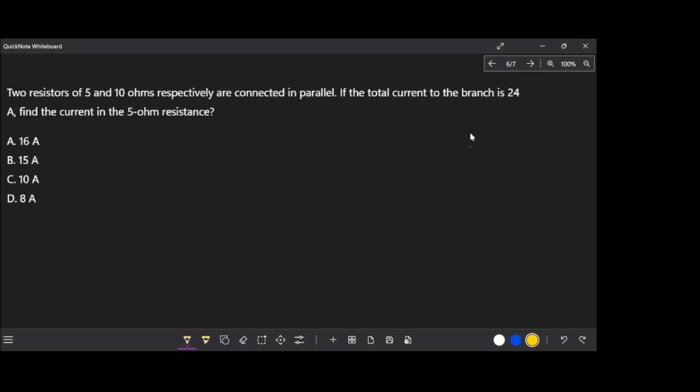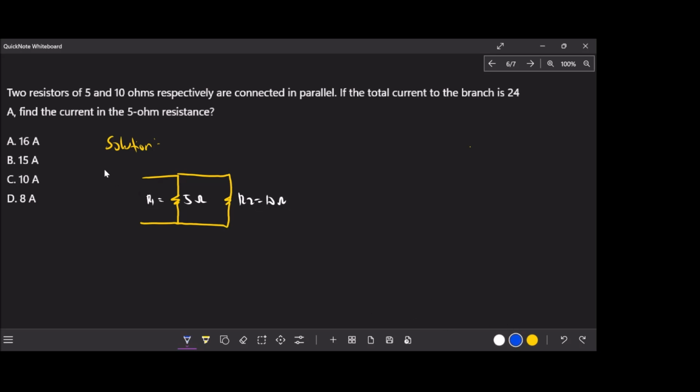So, two resistors of 5 ohms and 10 ohms respectively are connected in parallel. If the total current to the branch is 24 amperes, find the current in the 5 ohm resistor. Okay? Solution. Okay? So, we first make po yung ating equivalent circuit. And so, this will be our R1. Baguhin natin yung kulay. Yan. So, ito yung R1 natin which is equal to 5 ohms. No? Tapos, ito yung R2 natin which is equal to 10 ohms.